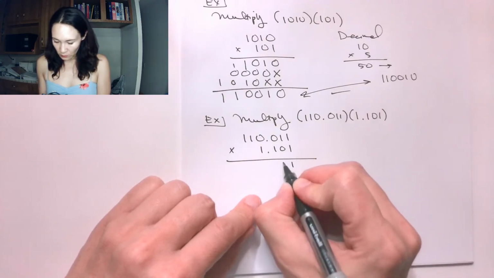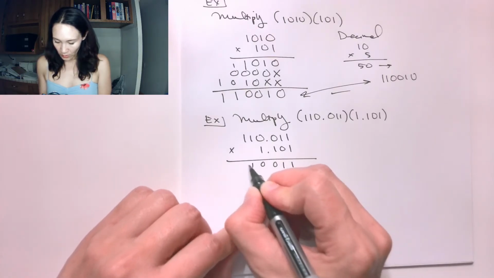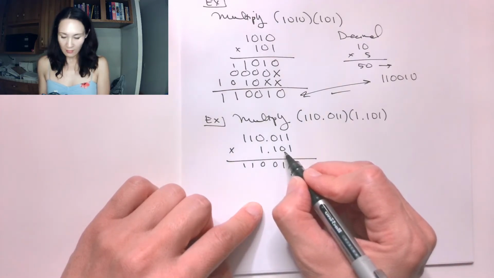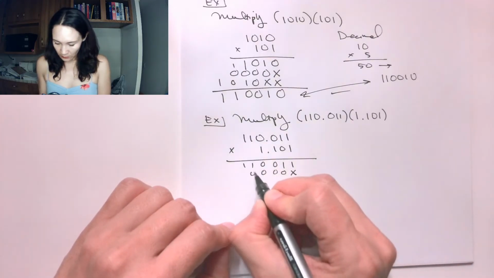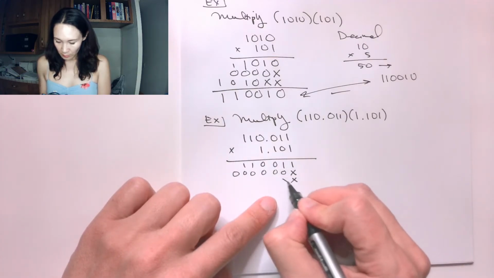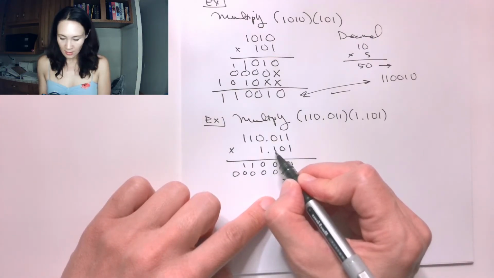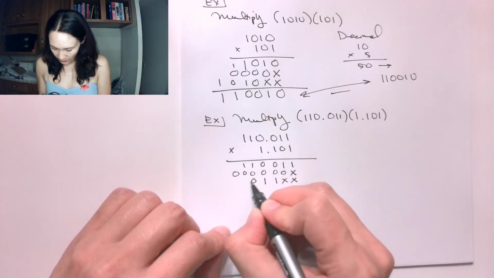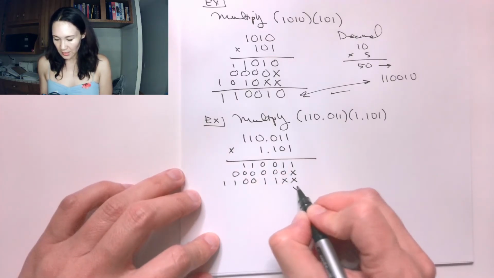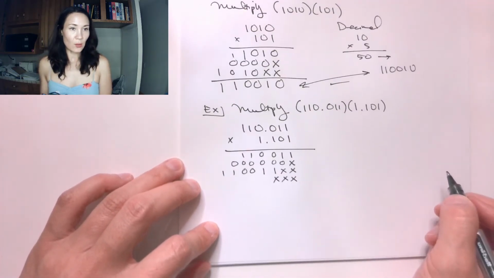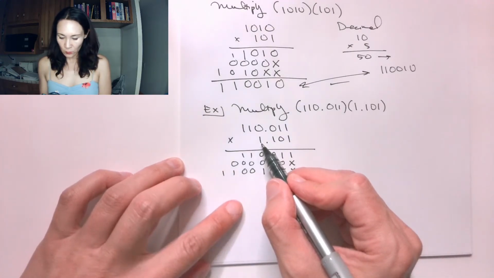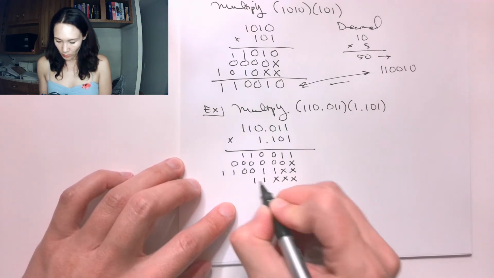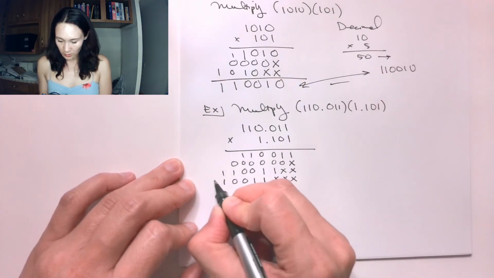So this gives me 110011. Now I put my x as a placeholder, and then I shift over to the left by 1. These are all zeros. I put another placeholder and I shift to the left again. I multiply everything on top by 1. This gives me 1, 1, 0, 0, 1, 1. Then I put another placeholder, and now I'm ready for this last one here. Multiply everything on top by 1. This gives me 1, 1, 0, 0, 1, 1.